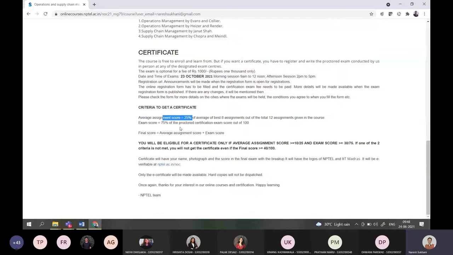A proctored exam is quite strict. You're not supposed to look here and there. The moment you look here and there, your attempt will get disqualified. It will be at their exam center, under camera supervision. You'll be eligible for the certificate only if your average assignment score is 10 out of 25 and 40 out of 100 in total. Is that clear?